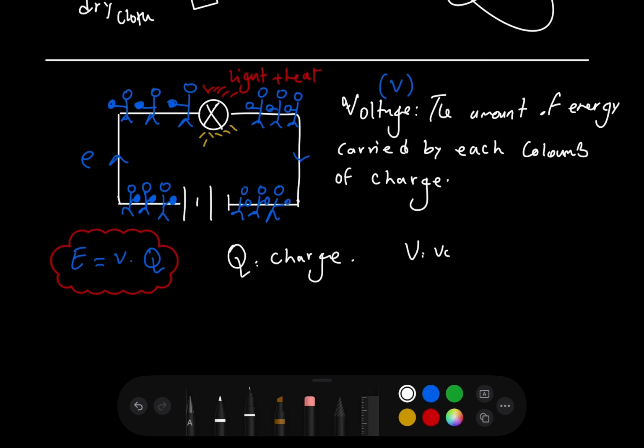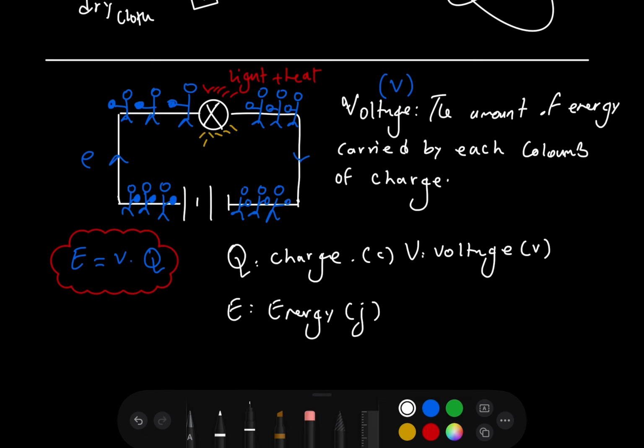V is the voltage, which is measured in volts. Charge is measured in coulombs. And E is the energy that they have, measured in joules.